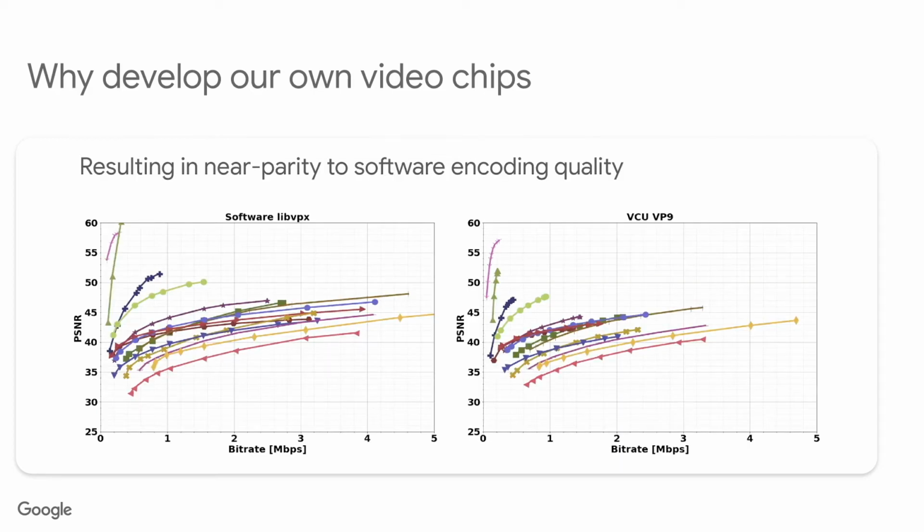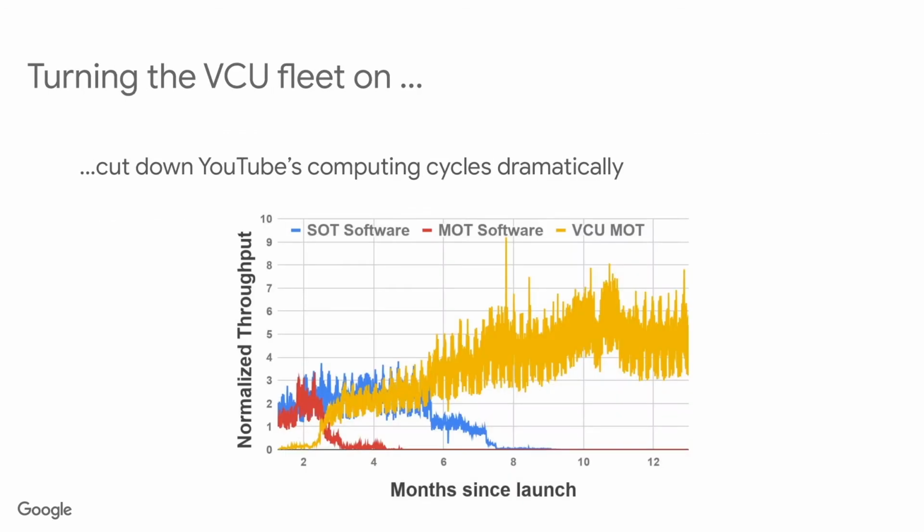So, with our no compromises implementation, we were able to get near parity to software-based encoding quality. When we deployed the VCUs in our data centers, you can see how YouTube's CPU computing cycles could be dramatically cut down. Next, I will describe the architecture of the video encoder.